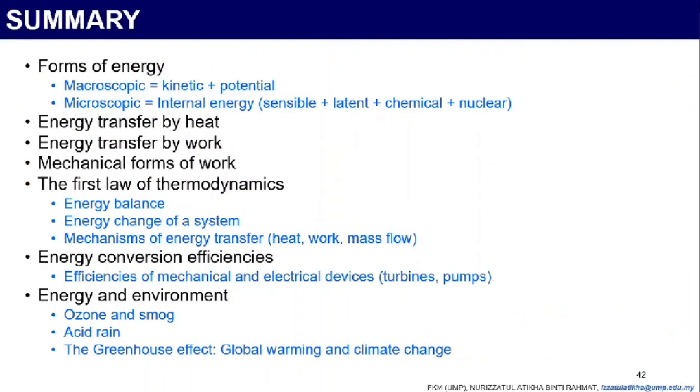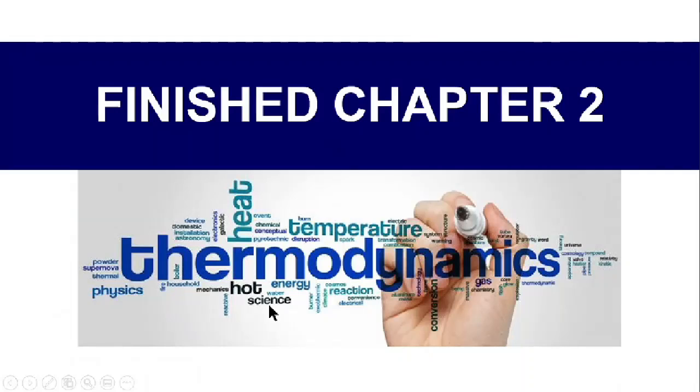Okay, so in part 2, chapter 2, we actually learned the energy transfer by heat, energy transfer by work, mechanical forms of work. We recapped the first law of thermodynamics regarding energy balance, energy change of a system, and mechanisms of energy transfer: heat, work, and mass flow. We also learned about energy conversion efficiencies and also the relation between energy and environment. Okay, and that ends chapter 2. I will see you in chapter 3.